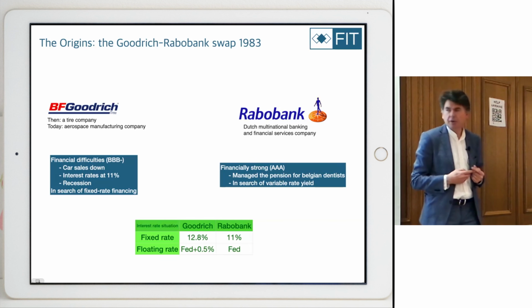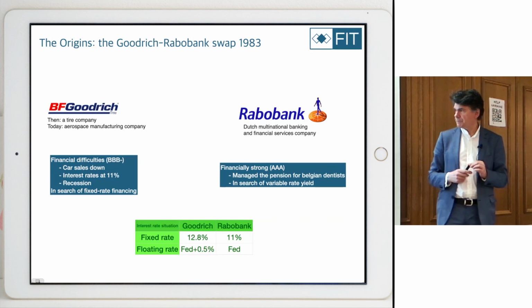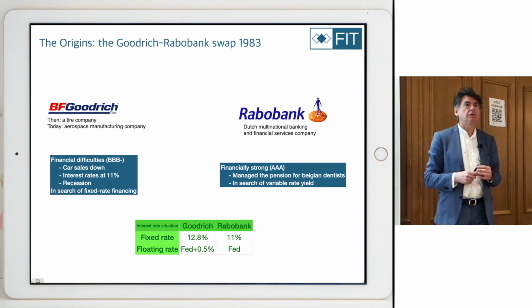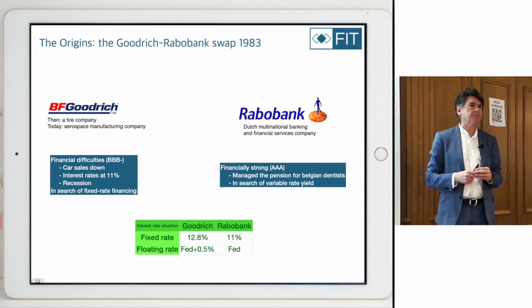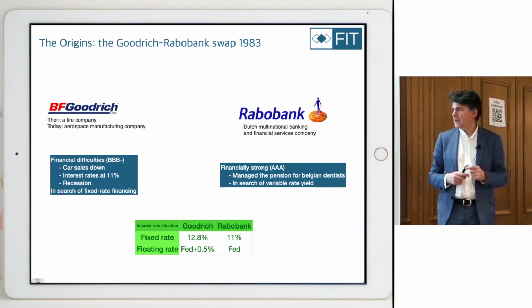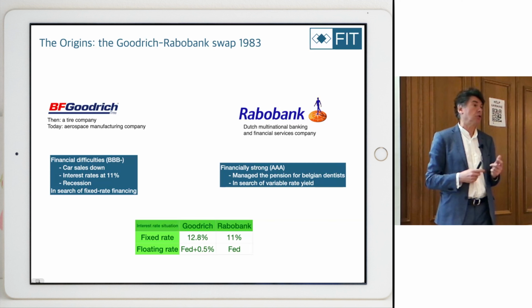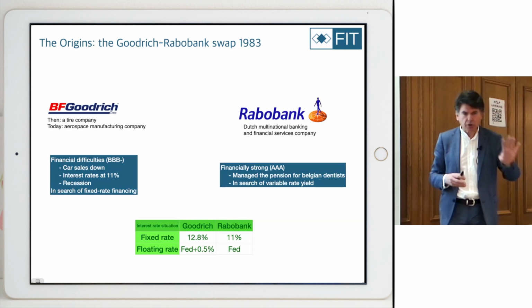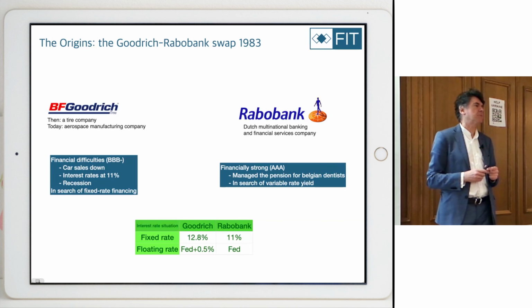You have it there in that table in green. This is very interesting. Let's look at that. Look at Goodrich. If they go into the fixed rate market, you go out there and say, I want a fixed rate loan. They were quoted 12.8%. But if they were looking for a floating rate loan, or financing or bond, I'm not going to get into that again. This is not a course in finance. They would get Fed rate plus 50 basis points.